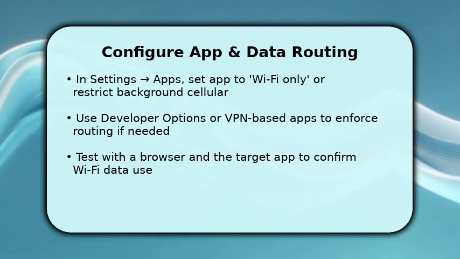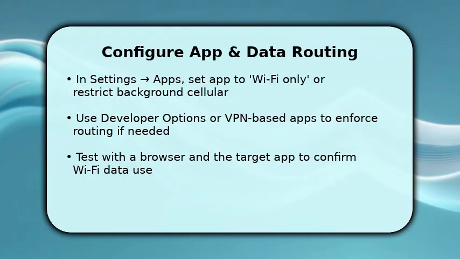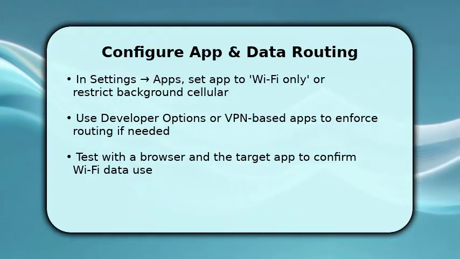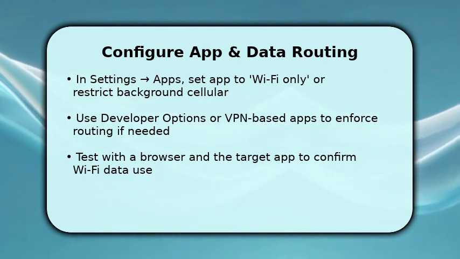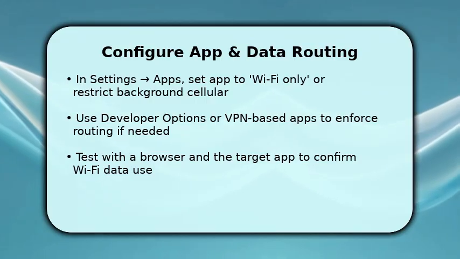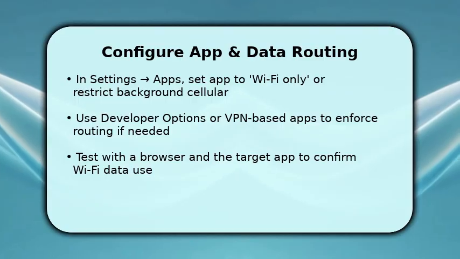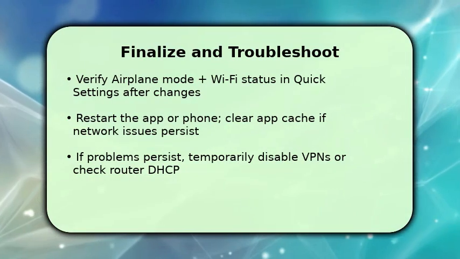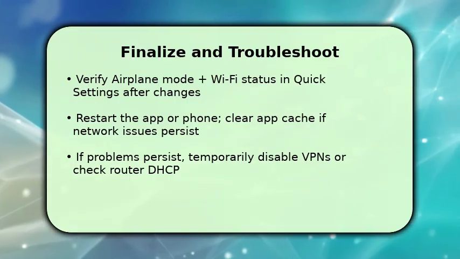If the app still tries cellular, enable developer options to restrict mobile data or use a local VPN app that forces routing over Wi-Fi. Once configured, test by loading pages in the browser and in the app to confirm data transfers go through Wi-Fi. Finish by double-checking quick settings. Airplane mode must be on and Wi-Fi active. This combination prevents cellular while permitting Wi-Fi data.